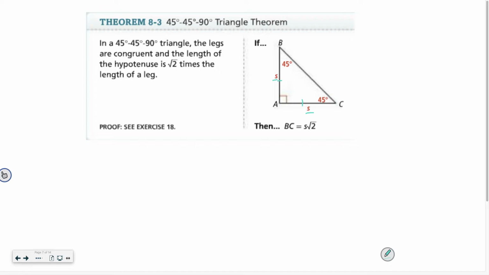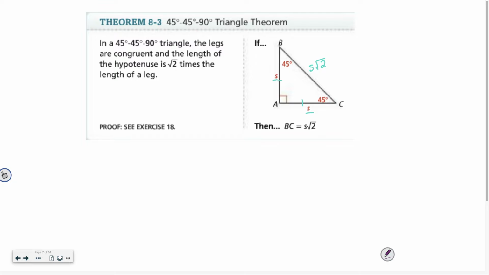Then if you have the two side lengths that are just S, the hypotenuse can be found by taking that short side and multiplying by the square root of 2. So that way you don't have to do the Pythagorean Theorem. This is one of those little shortcuts, and you guys love shortcuts. So here's one of them. If you have a right triangle that has two congruent legs, and it's a 45, 45, 90, then the hypotenuse is just the side times the square root of 2.